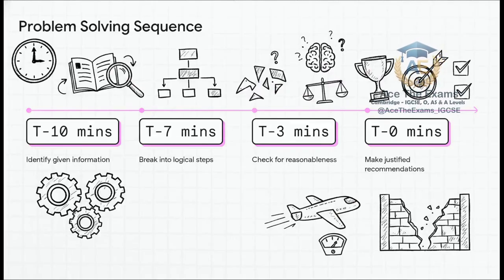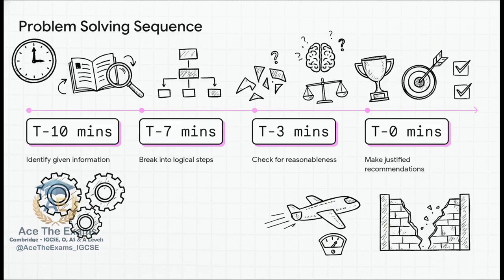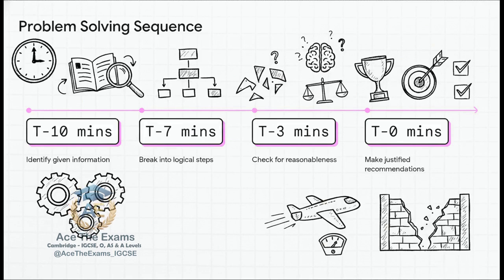Of course, none of this matters if you run out of fuel. And your fuel is your time. Top-scoring candidates manage their temporal fuel budget by following an exact chronological problem-solving sequence. Watch the timeline. At T-minus 10 minutes, you extract the given information from the text. At T-minus 7 minutes, you break your analysis down into logical, structured steps. At T-minus 3 minutes, you run a diagnostic check for reasonableness. Does your argument actually align with the Arabic texts? And finally, at T0, touchdown, you make justified, evidence-based recommendations. If you ignore these structural timing boundaries and rush the process, your system will crash.